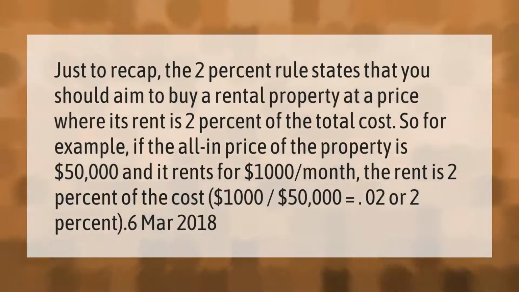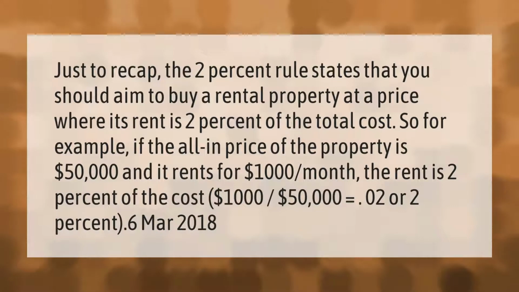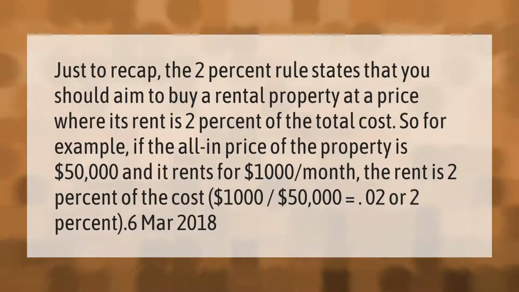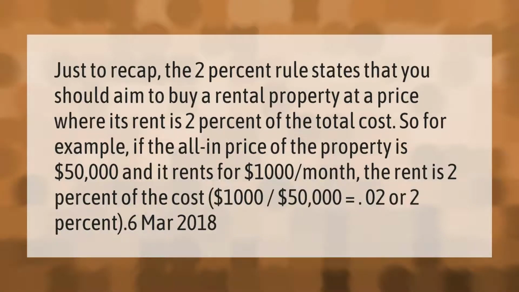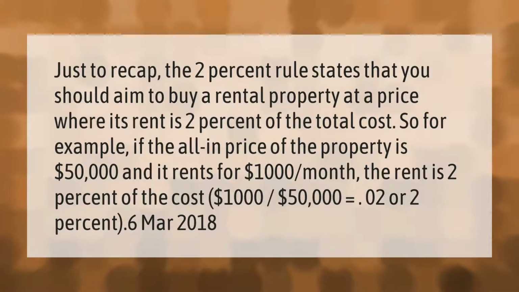Just to recap, the 2% rule states that you should aim to buy a rental property at a price where its rent is 2% of the total cost. So for example, if the all-in price of the property is $50,000 and it rents for $1,000 per month, the rent is 2% of the cost. $1,000 per $50,000 equals 0.02 or 2%.